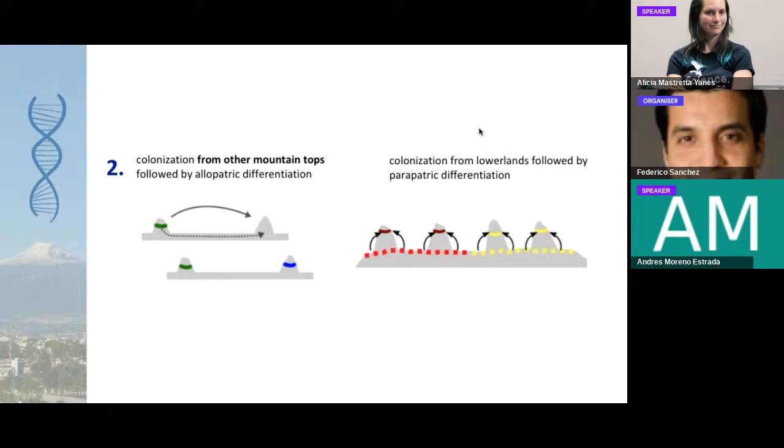So, our results altogether show that whilst both of these options can happen and probably occur in nature, we found that colonization from other mountain tops followed by allopatric differentiation happens more frequently than parapatric differentiation from lower lands.